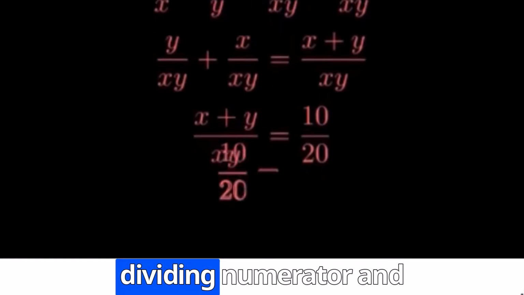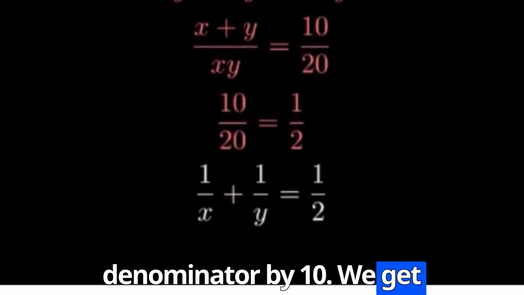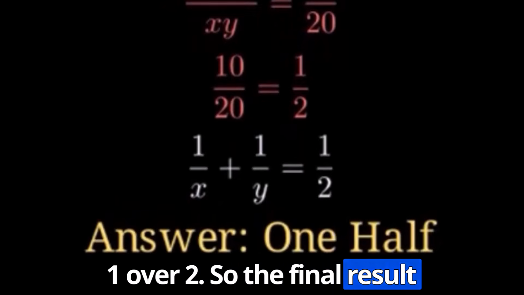Finally, we simplify the fraction 10 over 20. Dividing numerator and denominator by 10, we get 1 over 2. So the final result is 1/2.